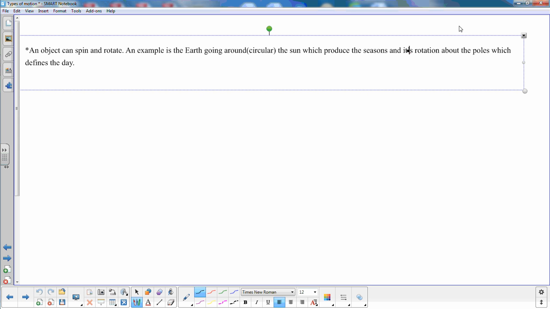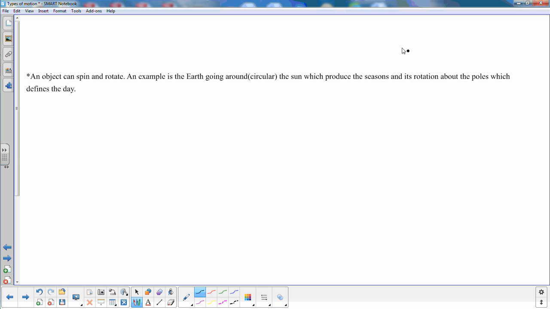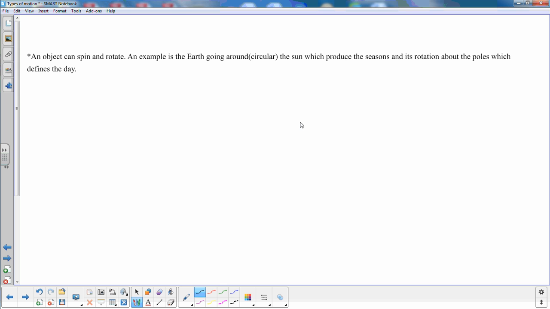At the same time, it's also spinning. It's also rotating. So you've got this precession around the sun, and then you've got this spinning around the axis. So here in the middle, let's make the sun. I can make my pen up here. There's the sun. Here's the Earth.